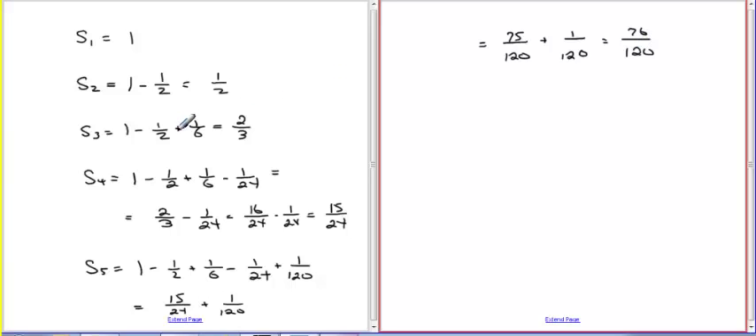So the sequence of partial sums is a set of numbers: 1, 1/2, 2/3, 15 24ths, and 76 120ths. And there's more as n goes to infinity. In this case, this nth term, this last term, is going to go to 0. You know, the next one will be 1 over 6 factorial, actually negative 1 over 6 factorial, which would be negative 720th.